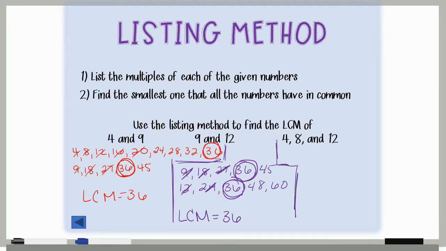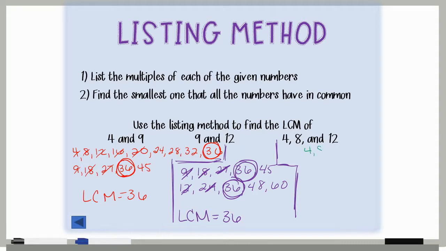I'd like to say I planned it that way, but I won't lie to you. I did not plan it that way. Alright, so now we have three different numbers. And even though we have three different numbers, that doesn't change the process. I just have to list three different sets of multiples. So let's go ahead and give this a shot.